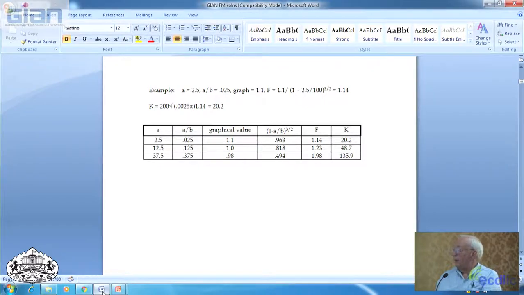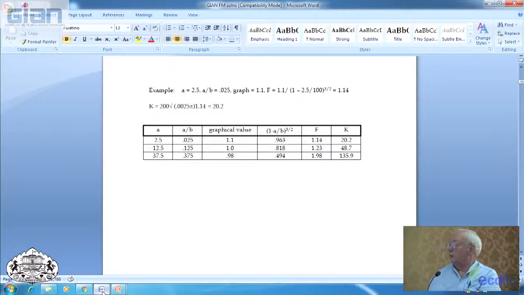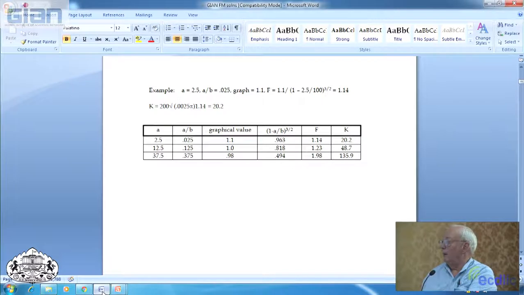It would be 0.98. Take 1 minus 0.375, in brackets, to the 3/2 power. There's that value. Divide that into 0.98, get 1.98, and then put it all together with K. The stress is the same, crack size is different, and capital F is different. So when you put them all together, I got about 135.9.